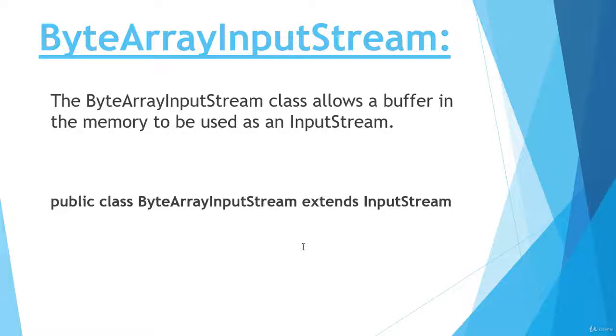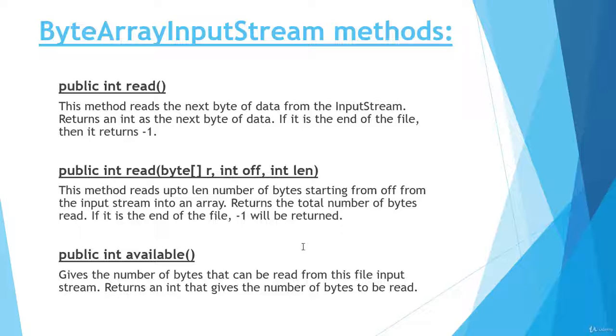The byte array input stream class allows a buffer in the memory to be used as an input stream. In the byte array output stream, we use the buffer for the output stream, and in this byte array input stream class we use the buffer in memory as the input stream. The byte array input stream class extends the input stream class, so we know that already. Now these are the methods that are present in the byte array input stream class.